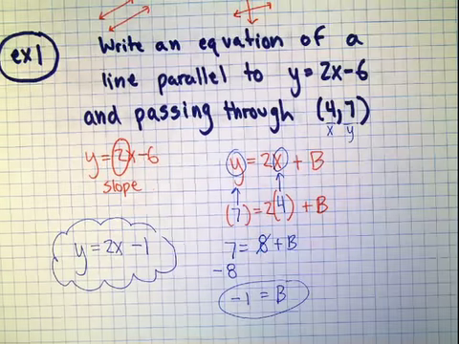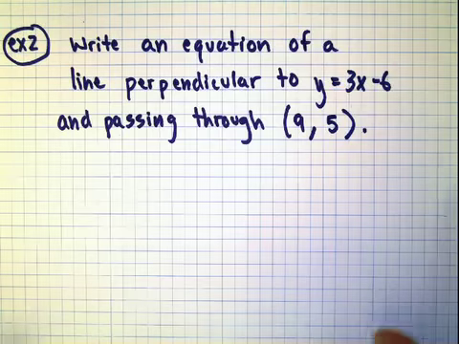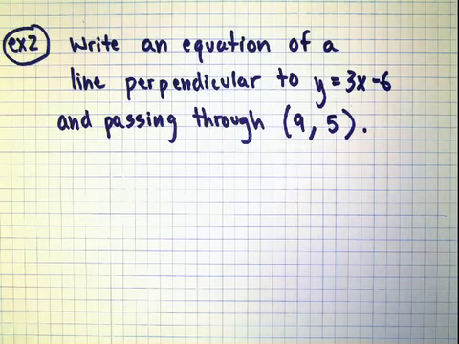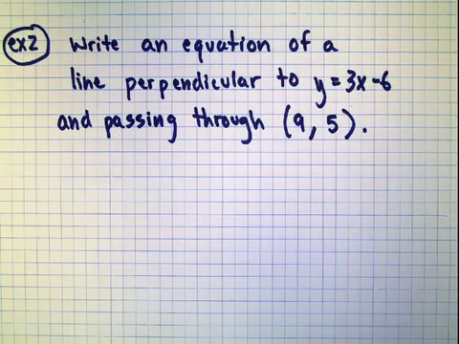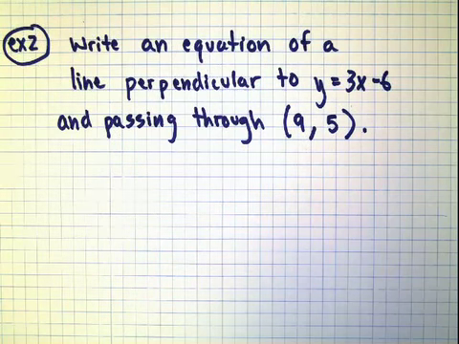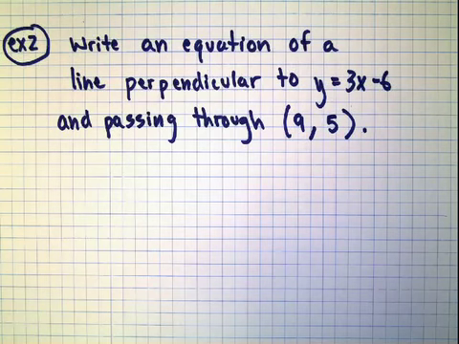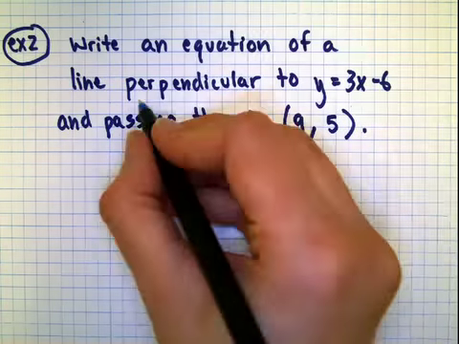So now take a look at this next example. Example number 2. Write an equation of a line perpendicular to y equals 3x minus 6. So again, you want to write this down. Write an equation of a line perpendicular to y equals 3x minus 6 and passing through 9, 5.